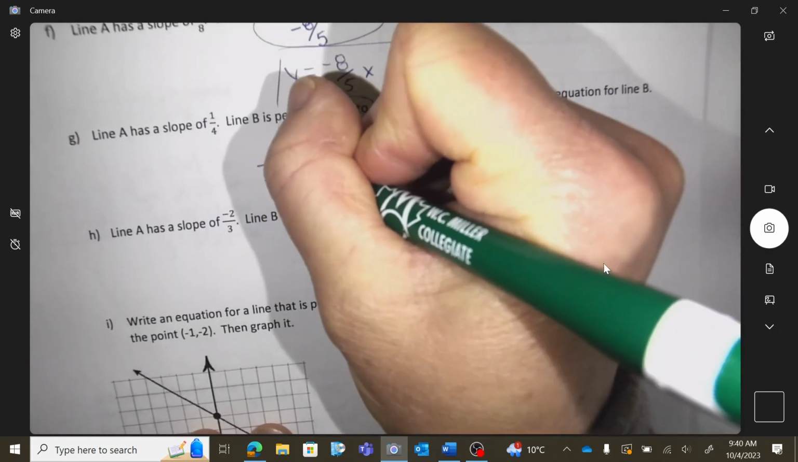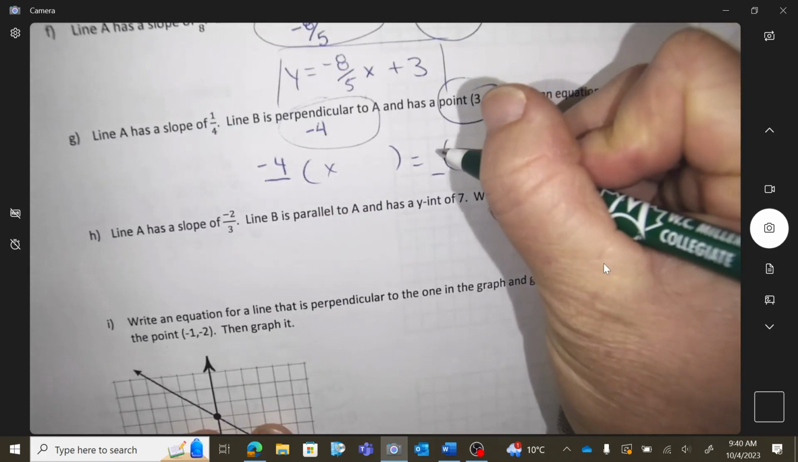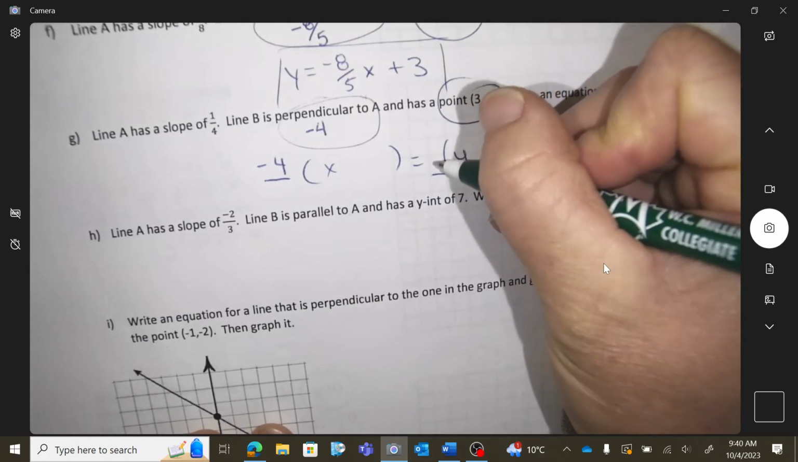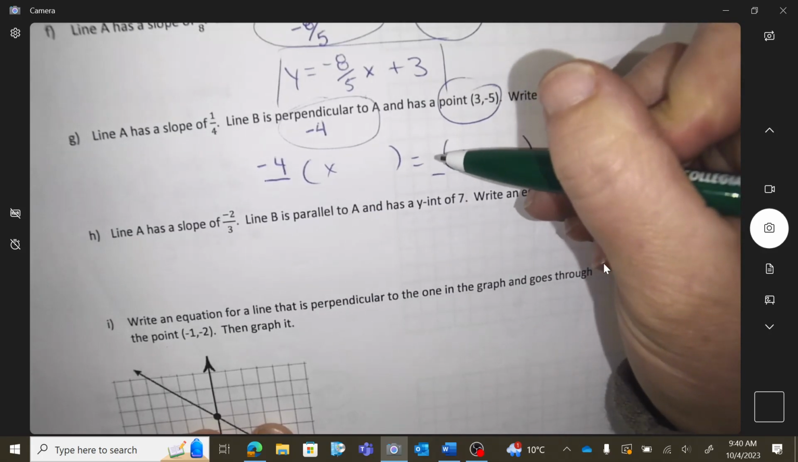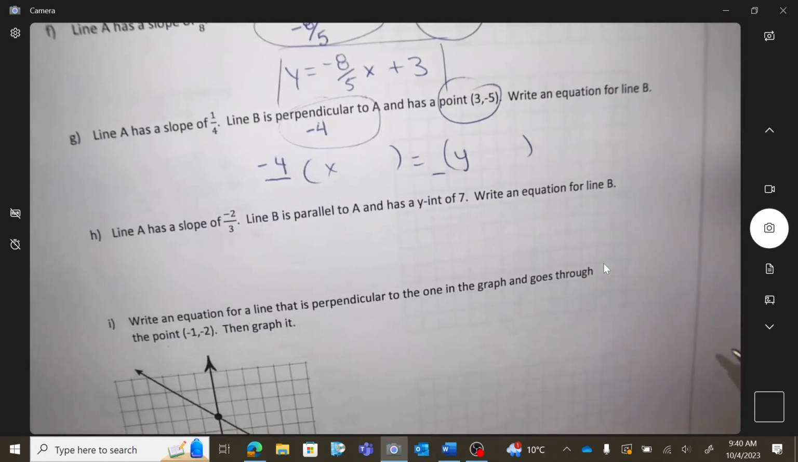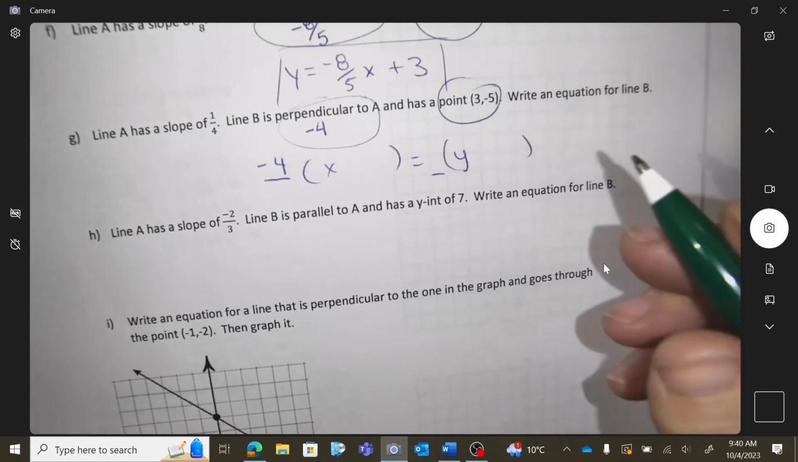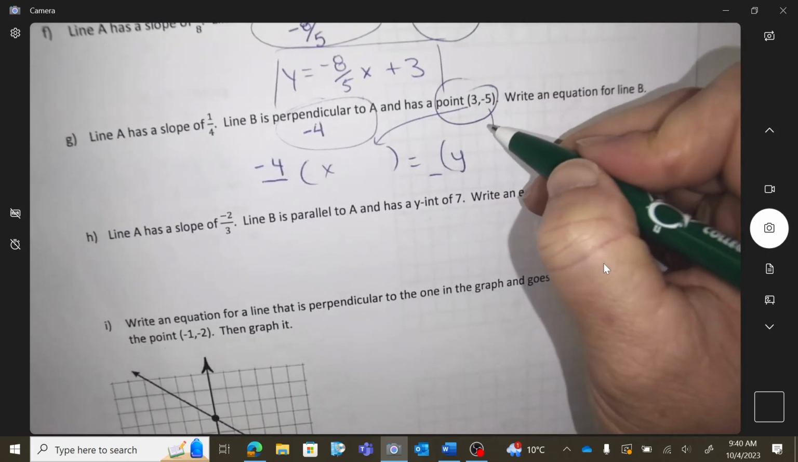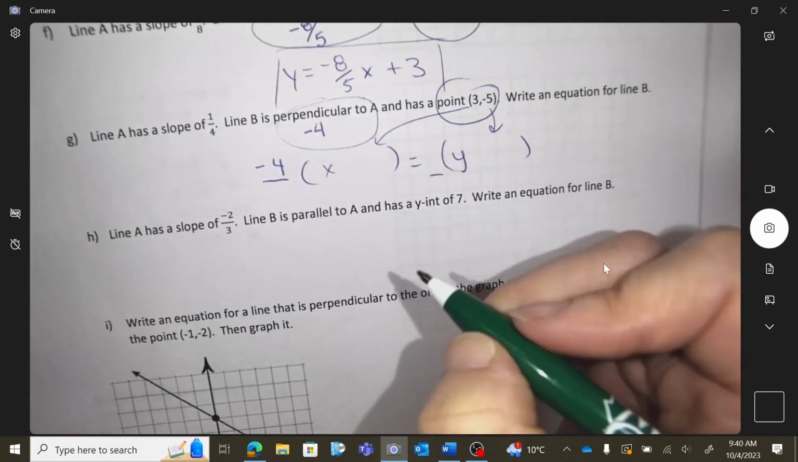Okay, I'm going to write a -4 in the front of this bracket. You don't have to write this one because it would be a 1, so you don't have to write it at all. Plugging in the point with opposite stuff.